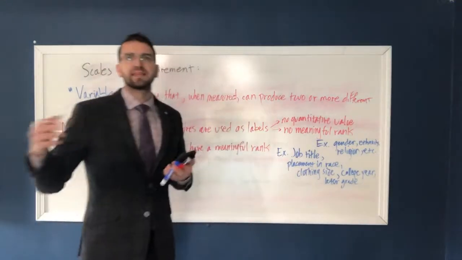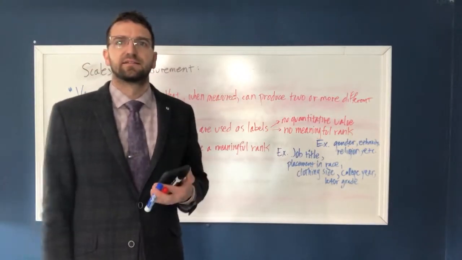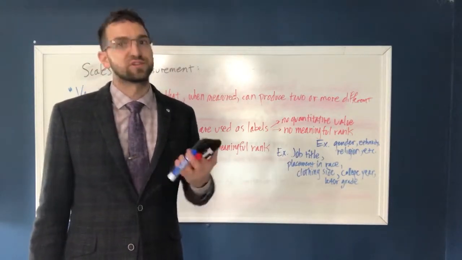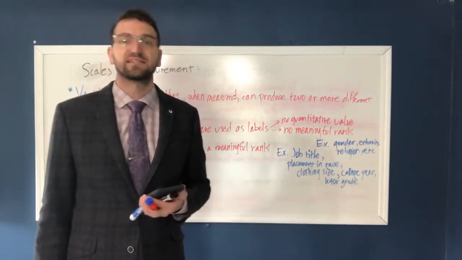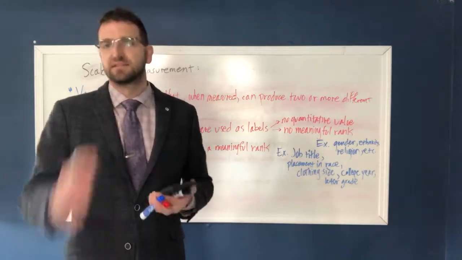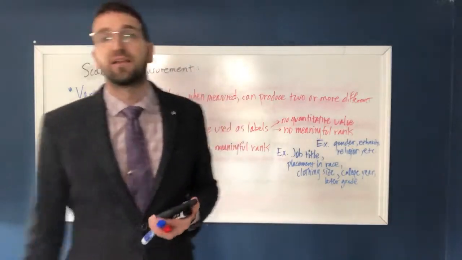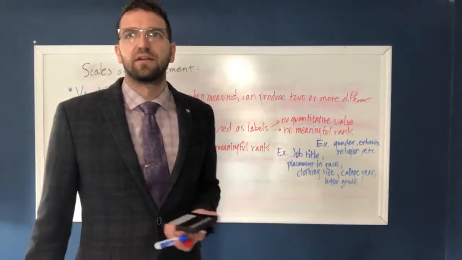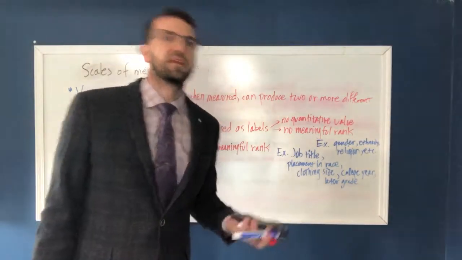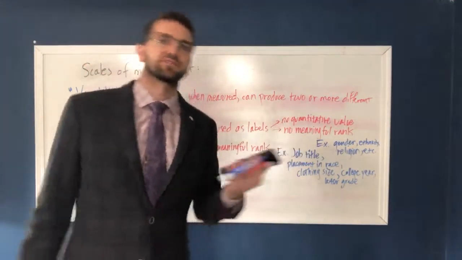Another good one is placement in a race. The first person comes in first, they did the best, the second person in second, the third, you see what I mean? Placement in a race, great example. Clothing size is another one. At first glance, you'd be like, oh, extra small, small, medium, large, extra large, extra extra large.